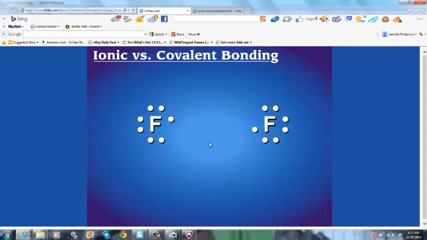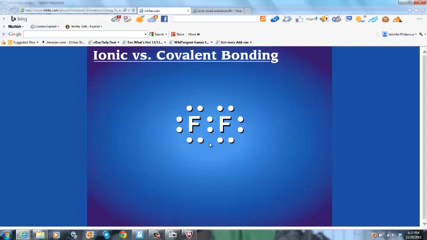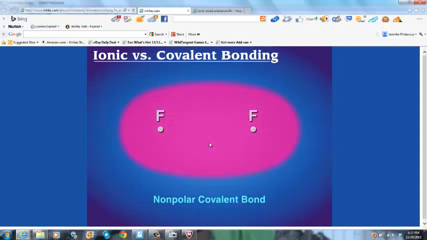Both fluorine atoms have 7 valence electrons. If 1 electron from each fluorine atom is shared with the other atom, then both fluorine atoms achieve an octet of electrons. This type of bond is called a nonpolar covalent bond. The sharing of electrons between atoms is exactly equal, and the electron density distribution is symmetrical. The dots in this figure represent the positions of the nuclei. The shaded area represents the regions of space about the nuclei where the electrons are most likely to be.